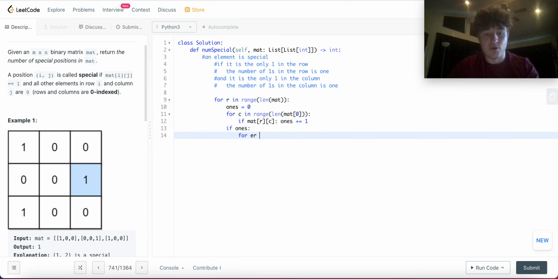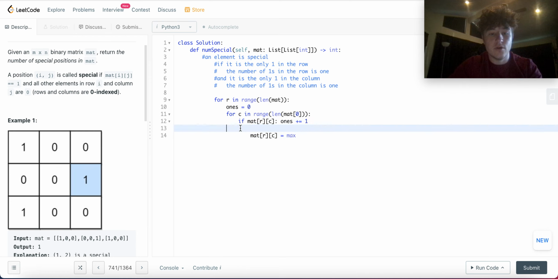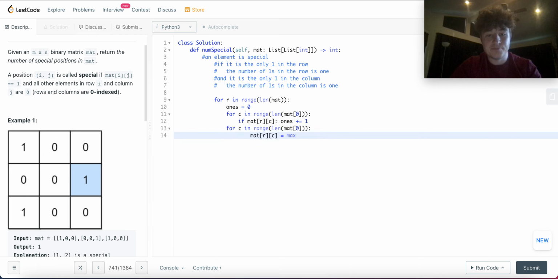So then we'll say for row, for column in range. So now we update all the values in this column. So we say mat of RC. Or no, we can just do it like this. So we'll go through again after we check the whole system. This will make sense in a second. I'll explain it a little bit better than the hand wavy thing I just did.